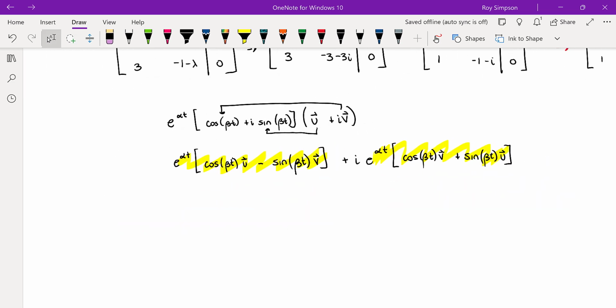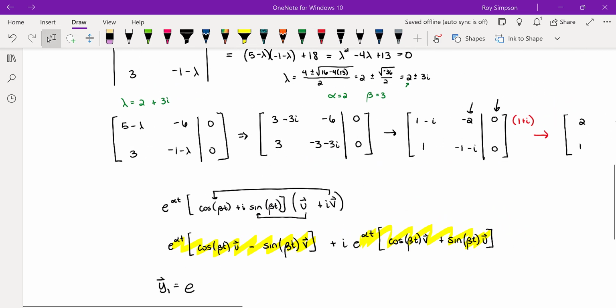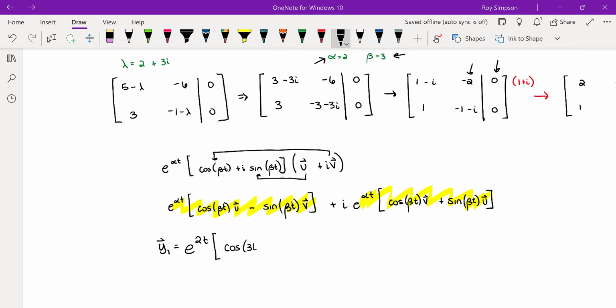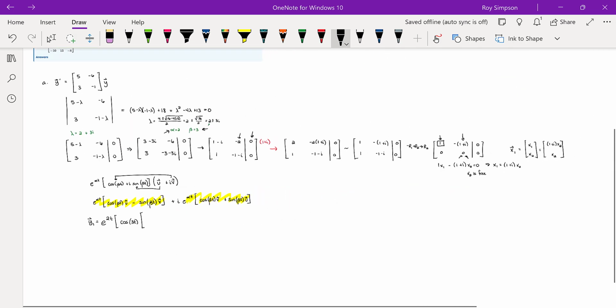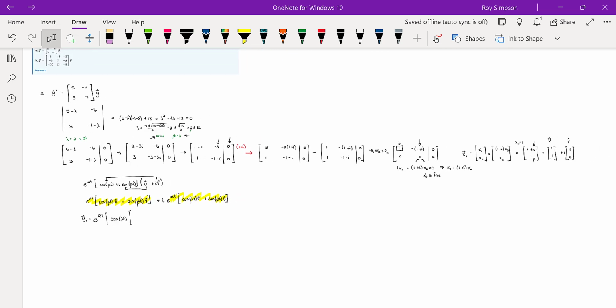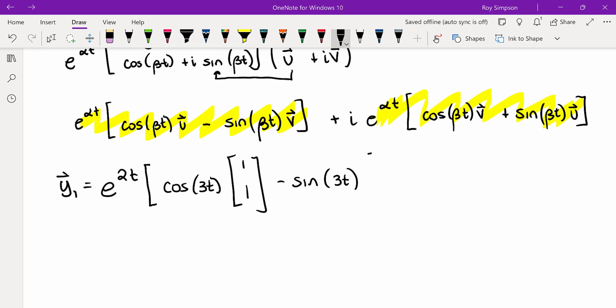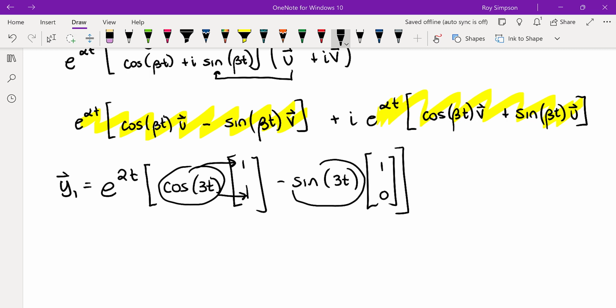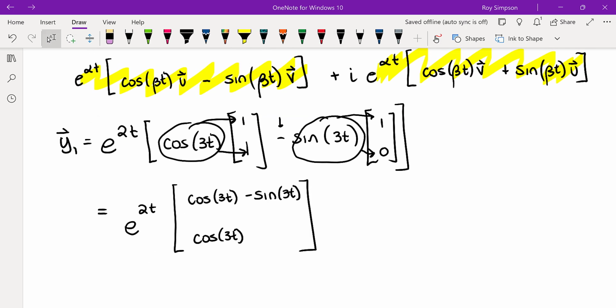So I'll call that first one y sub 1, e to the alpha. Now I'm going to just look at what alpha and beta are. Remember, alpha is 2, beta is 3. Also remember, all the way over to the right, u is 1, 1, and v is 0, 1. Now, to be honest, nobody's going to write it like that. They're actually going to glue those two vectors together. So they're going to take this cosine of 3t and multiply it into this vector, which means you're multiplying both entries of the vector by cosine of 3t. Same thing with this sine of 3t. Move it into this vector, and then you'll take their difference. All right, so that's y sub 1.